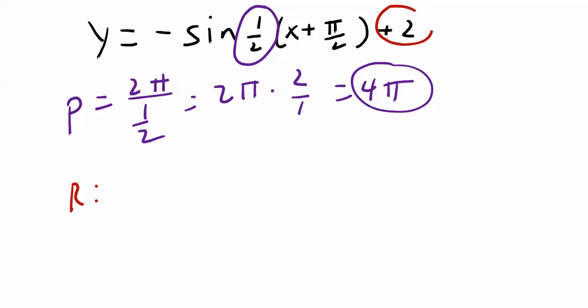So our midline is up at 2. Our amplitude, well, it's like a negative 1. Now, amplitude is really just an absolute value, so amplitude is 1. But we're going to talk about what this negative does in a minute.